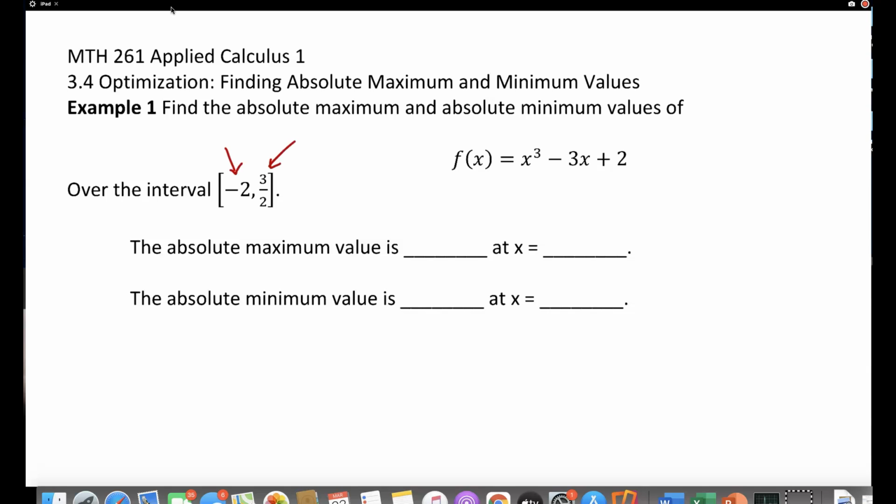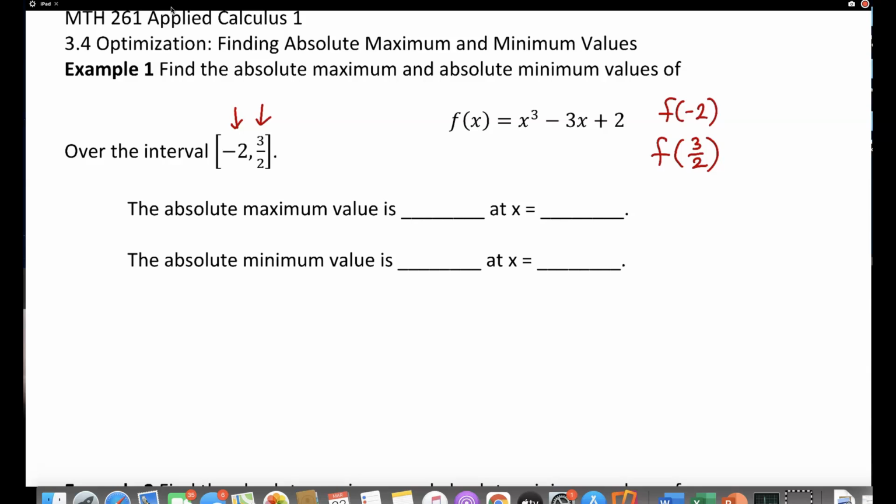These are the endpoints. Whenever you're doing these problems, you are going to have to plug in the endpoints. So you will have to find f of -2 and f of 3/2. So don't forget to do that. You must plug in these endpoints because endpoints may be the highest point or the lowest point. So you need to check your endpoints. But in between, you may do something like that. So what we're going to do is find critical values, okay?